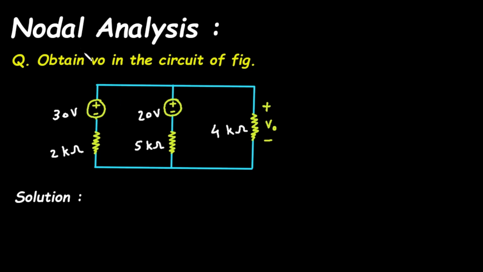In this video, we will see a problem on nodal analysis. Question: obtain VO in the circuit of figure. Now here in this circuit, we have to find this voltage, which is the voltage across this 4 kilo ohm resistor. So first of all, what we will do?